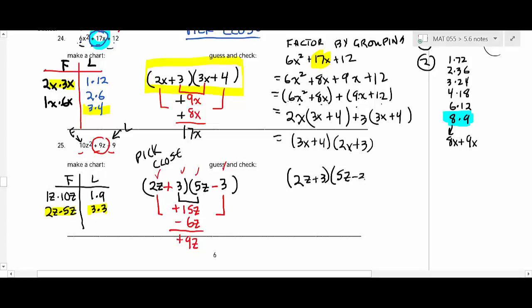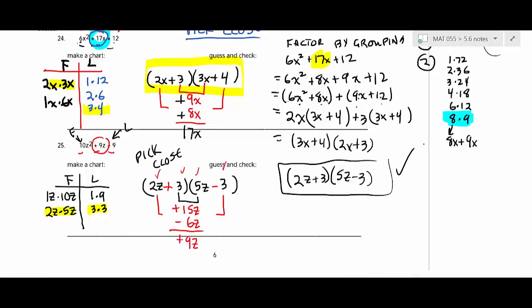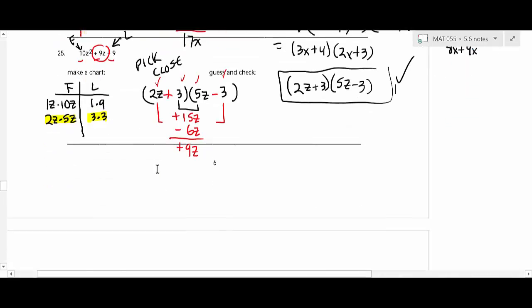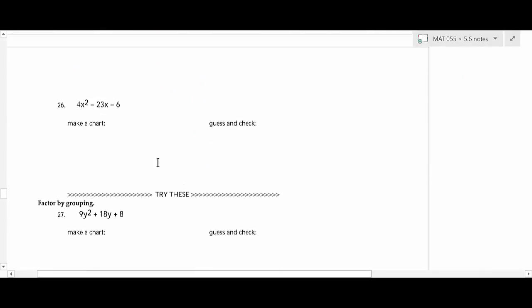You could FOIL and easily verify that that's the right answer of the problem. Okay? That's the trial and error approach. Does that make any sense? You just have to list the possibilities. If you don't like doing it this way, then start practicing factor by grouping and doing it the other way, because you can do it the other way without any trial and error. Okay, I'm going to look at one more here.